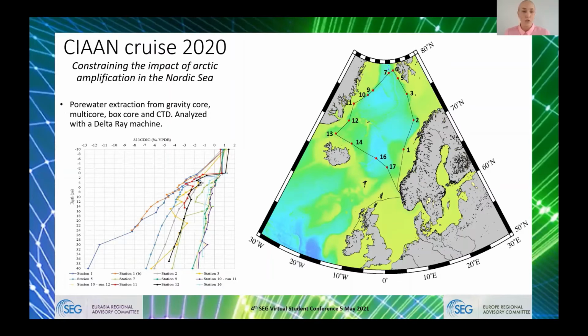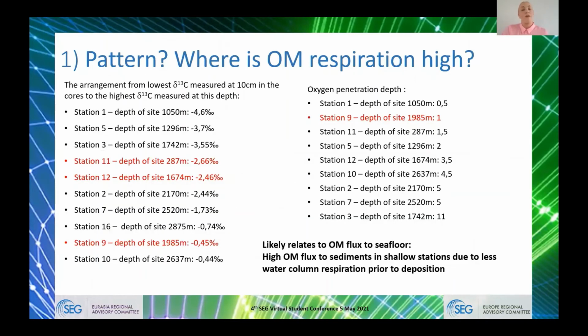So the results from the analysis you can see on the left side. The delta C13 in all the stations starts at a value of around 0 to 1, and then all of them decrease as we go down core. But some of them are decreasing more than others. So is there a pattern?